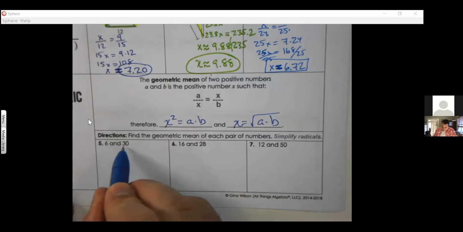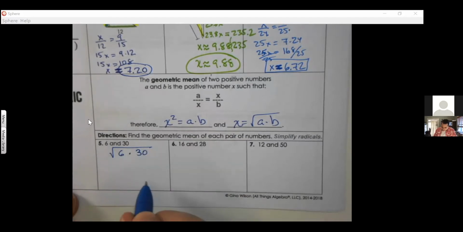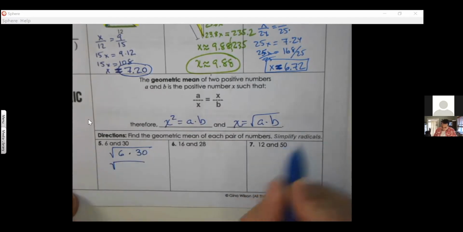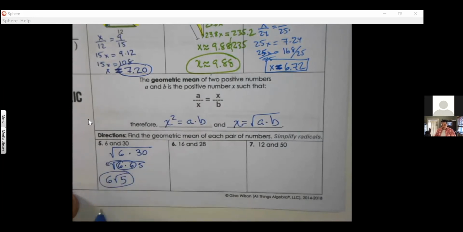So if I want to find the geometric mean between 6 and 30, I'll say 6 times 30 square rooted. In this case, we're doing simplified radicals, so I would treat this as 6 times, I would factor this one, 6 times 5. 6 has come out, and I get 6 square root of 5. That is the geometric mean between 6 and 30.